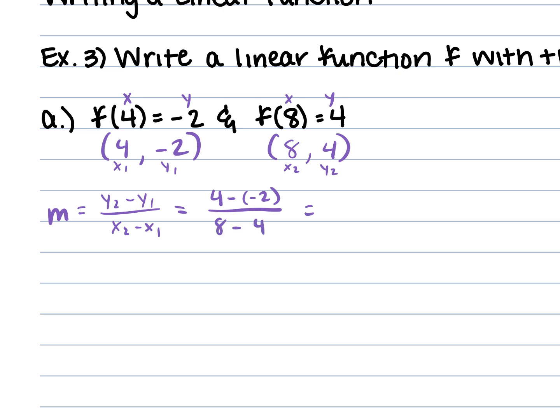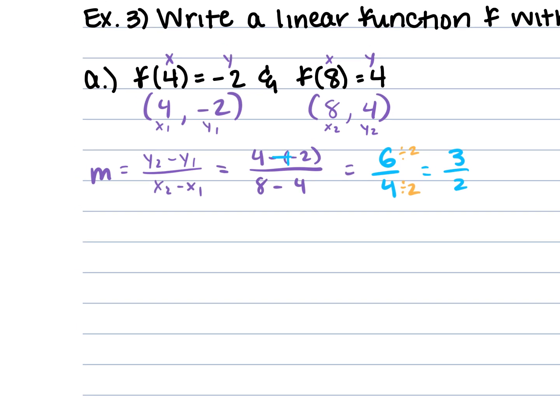How do I do 4 minus negative 2? Plus. It becomes plus 2. So 4 plus 2 is? 6. And what's 8 minus 4? 4. How can I simplify 6 over 4? 3 over 2. Awesome. I just divided them both by 2 to simplify. So if you have a common factor, you can divide them. All right, so I found my slope.